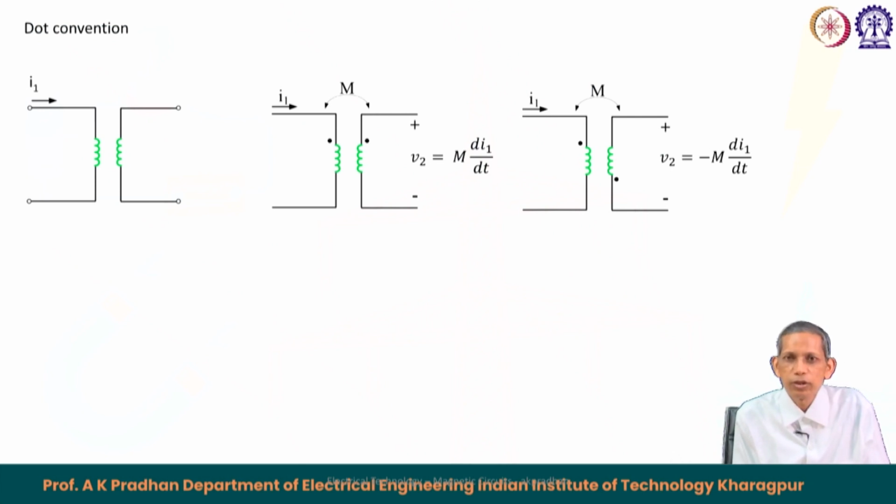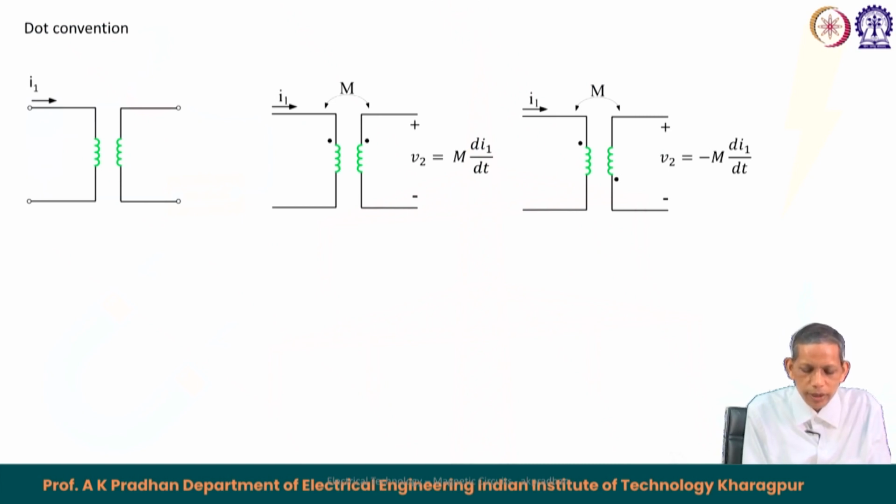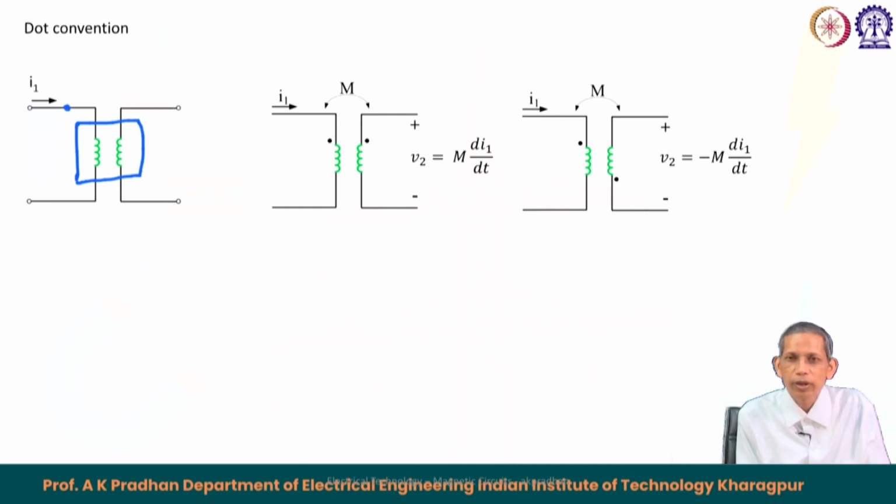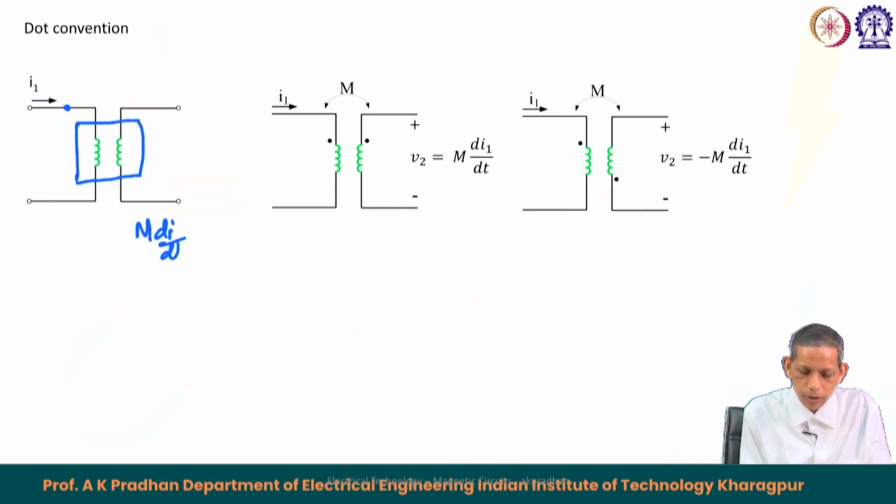Now, there is a convention called dot convention, widely used in coupled circuits. Let us say two coils are adjacent to each other as shown here. Coil 1 is energized with a current injection of I1. Now, these coils are inside a box. Depending upon the orientation of the second coil with respect to the first coil, the induced EMF in the second coil will be M dI1 by dt.